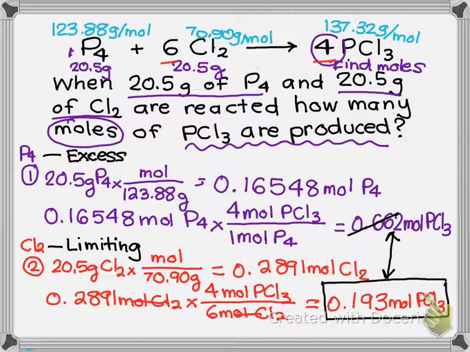This right here is not really an answer, okay? It's just what I have to do when you have limiting reactants. At some point you have to compare, so I have to have both numbers so I can compare. The number that's smaller is always actually the answer. The other number is not an answer. It's just something I had to do to determine my answer. Okay, so the 0.193 moles of PCl3 would be what my answer would be.